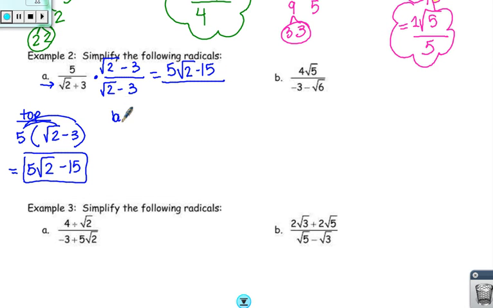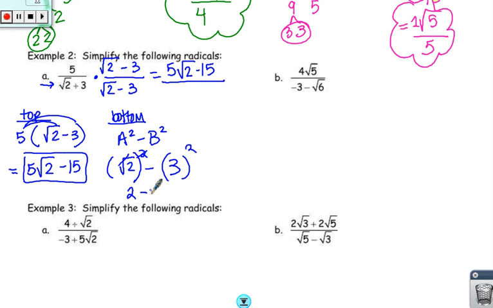Over the bottom piece. I gave you a shortcut for the bottom. It says take a squared minus b squared. If I do that, what are the two pieces on the denominator? I have a square root of 2 and I have a 3, right? So the square root of 2 squared. Well, what happens to a square and a square root? They cancel, and I'm left with 2. What's 3 squared? 9. What's 2 minus 9? Negative 7. So my final answer is 5 square root of 2 minus 15 all over negative 7.